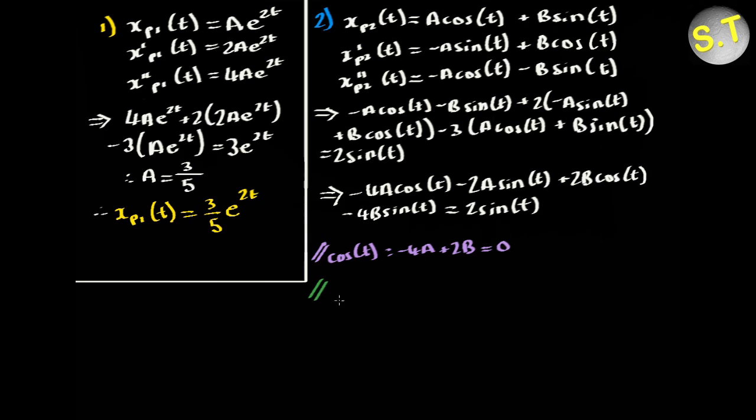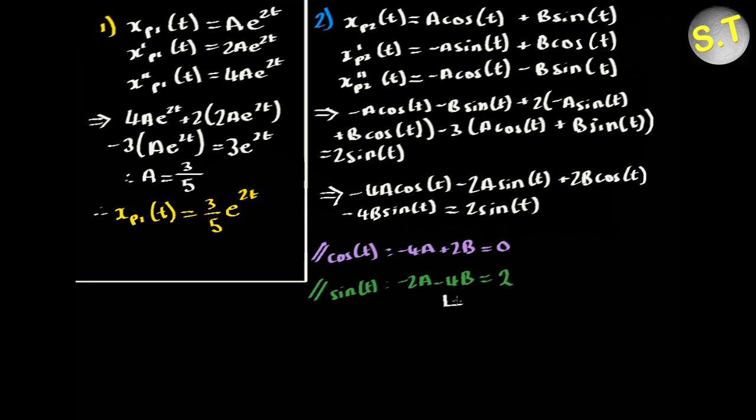And if we evaluate the sine of t's, we have minus 2a minus 4b is equal to 2. And all we're doing here is evaluating like terms, sometimes known as coefficient analysis, but all we're doing basically is looking at the cosine and the sine terms and splitting them up in order to create two separate equations. And now we can solve these two equations using simultaneous equations.